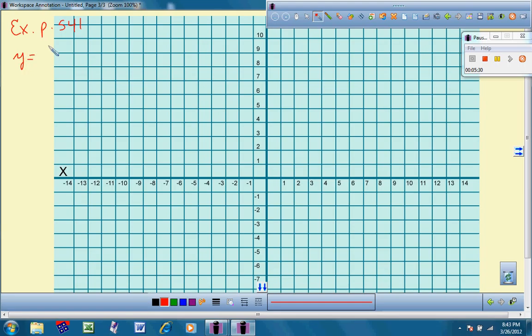Negative 2 over x plus 3 minus 1. Alright, so to graph this, we can make an xy table, and then we can go ahead and just choose values that are going to make it easy to graph.